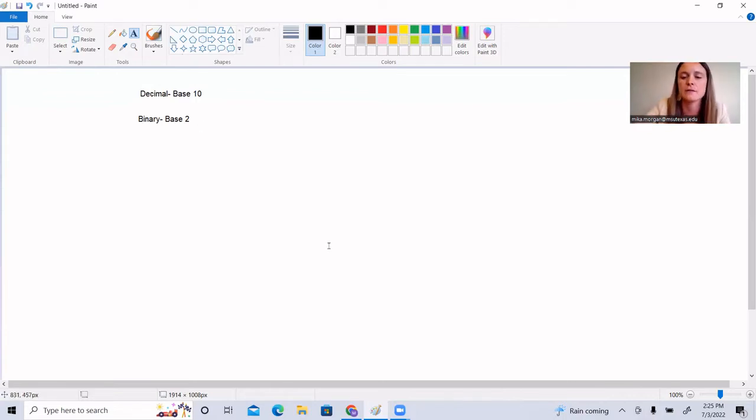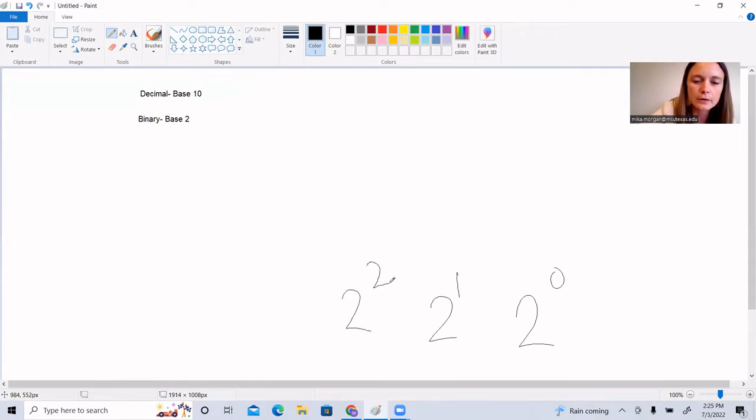So let's have 2 to the power of 0, 2 to the power of 1, 2 to the power of 2, 2 to the power of 4. Nope, just kidding. 2 to the power of 3. I swear I know how to count. I've been a computer science and a math teacher for like 11 years. I promise you I know how to count to 3.